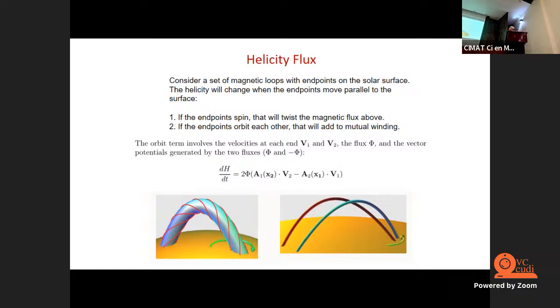So if we have a set of, let's say, magnetic loops or whatever you like that are stuck to a boundary, the helicity will change when the endpoints move parallel to the surface. If the endpoints spin, that's your spin term. And then if the endpoints orbit each other, that's your orbit term. So the spin term adds to the twisting, and the orbit term gives you a sort of mutual winding number. And you can do it in terms of vector potentials.